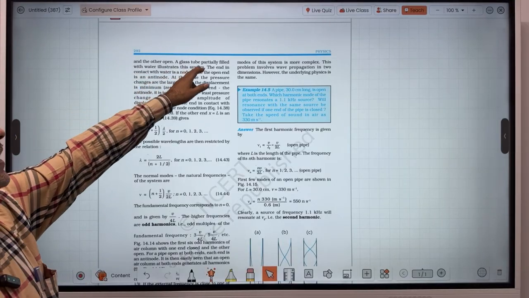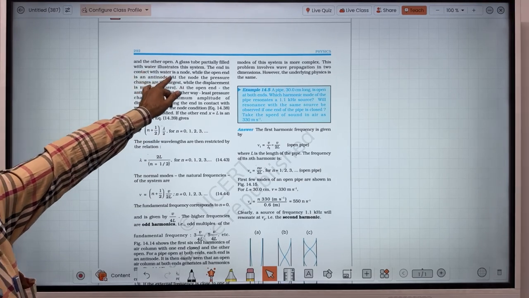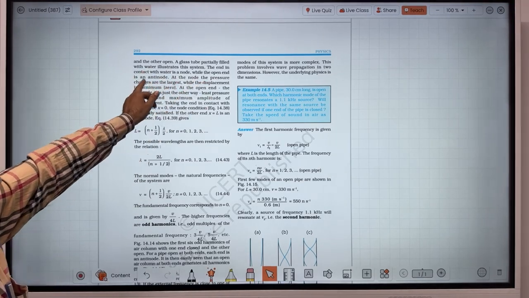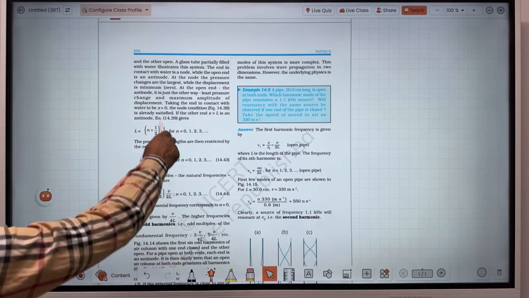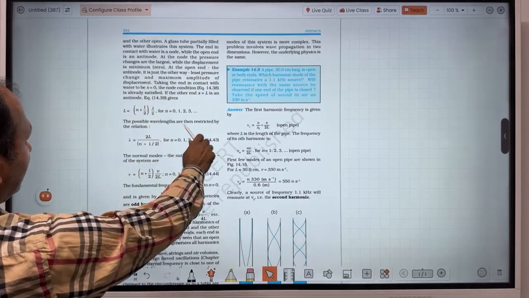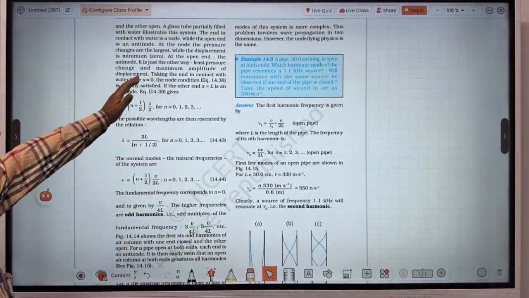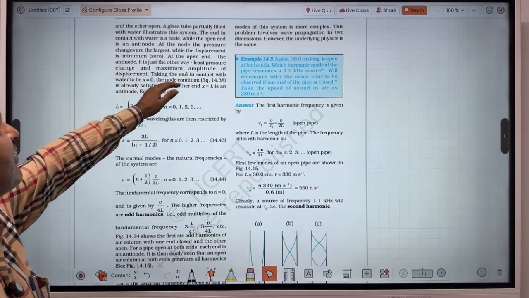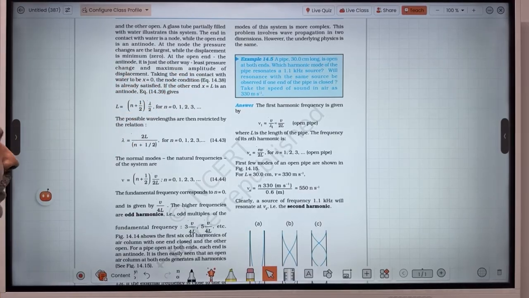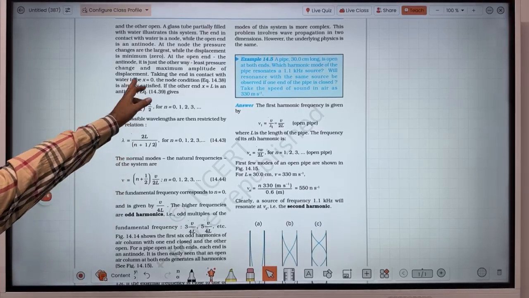Here a glass tube partially filled with water illustrates this system. The end in contact with water is a node, while the open end is an antinode. At the node, the pressure changes are the largest, while the displacement is minimum. At the open end, what is happening? The antinode is just the other way: least pressure change and maximum amplitude of the displacement. So you have already understood that the displacement amplitude at the node is least, and at the antinode it is the highest.